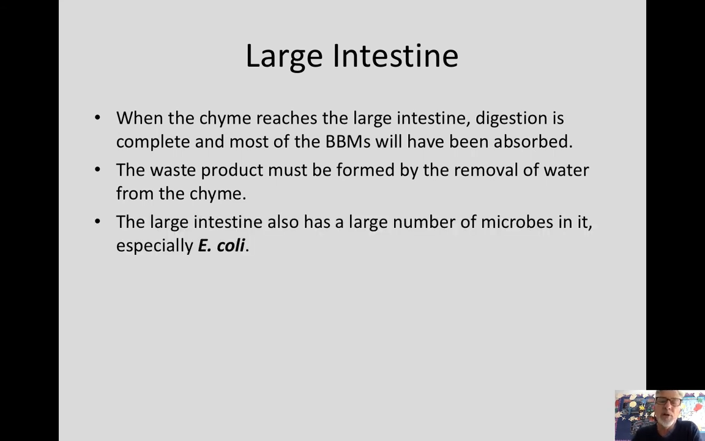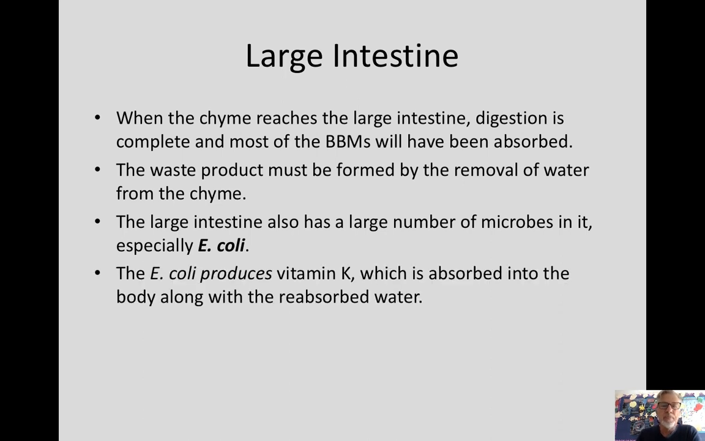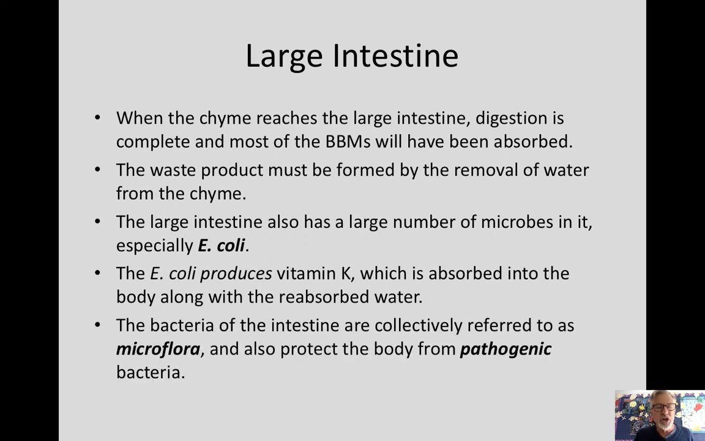The large intestine also has a large number of microbes in it, especially E. coli. E. coli produces vitamin K, which is absorbed into the body along with the reabsorbed water, and vitamin K is an essential vitamin for human beings. In addition, all of the bacteria in the intestine, including E. coli, which are collectively referred to as microflora, protect the human body from pathogenic bacteria that might enter through the anus, and therefore might be able to gain an entry point into the body and attack cells. So the microflora play a very important role in protecting us from disease.